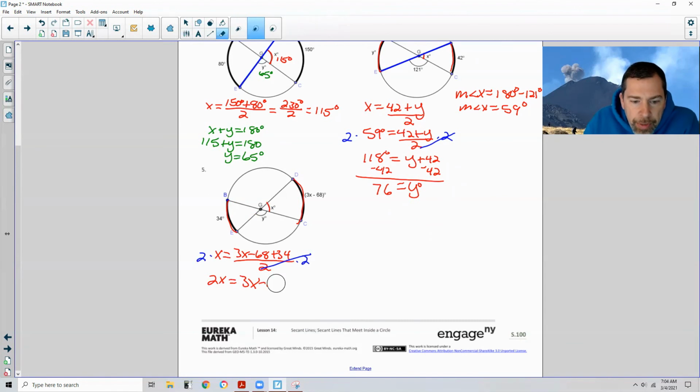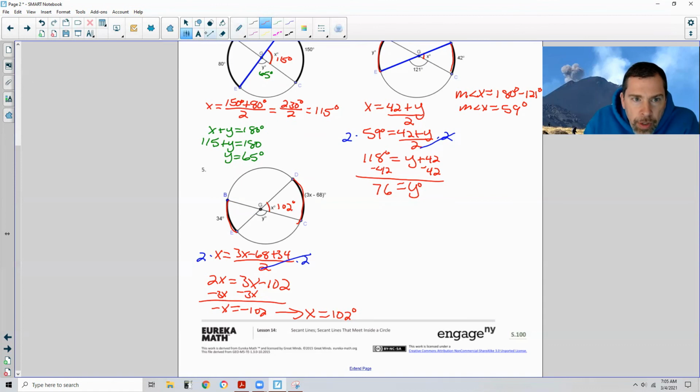And I might as well combine my like terms now. So 8 plus 4 is 12, carry the 1, 9, so that is 102. Okay, I then will subtract 3x from both sides. And I get negative x equals negative 102. So when that happens, you just multiply by negative 1 on both sides. That is going to yield a positive x equals a positive 102 degrees. So that's 102.